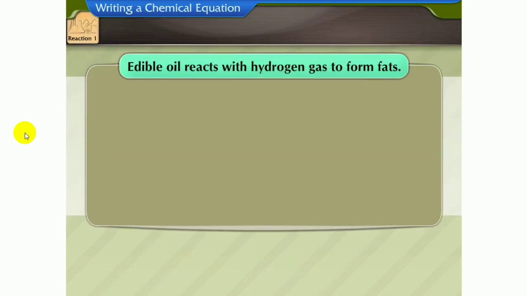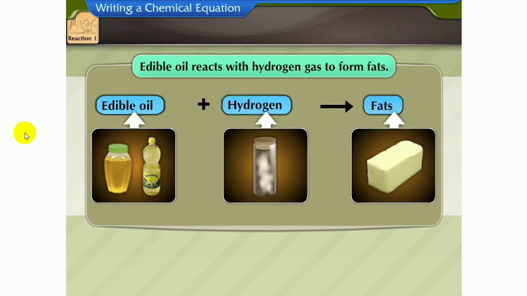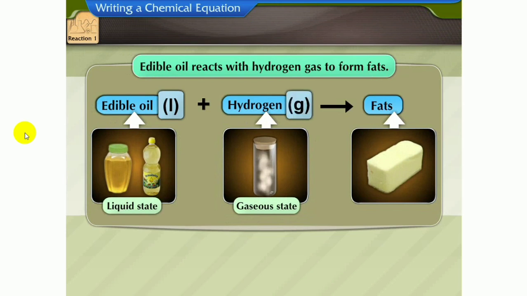Reaction 1. Edible oil reacts with hydrogen gas to form fats. We shall mention the letter L near the word edible oil as it is a liquid. Hydrogen being a gas, we shall mention the letter G in brackets near the word hydrogen. Fats are in the solid state, so we shall mention the letter S in brackets near the word fats. The specific conditions of the reaction can be indicated by mentioning the word heat and the symbol of nickel, Ni, above the arrow.